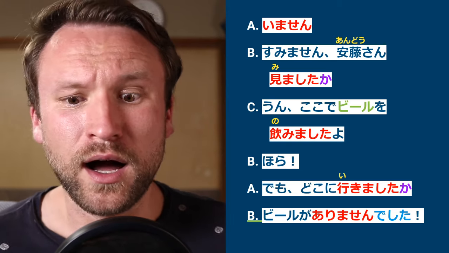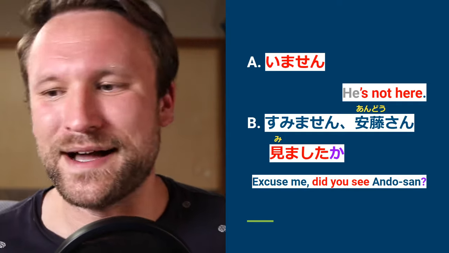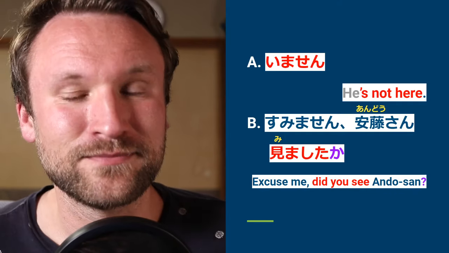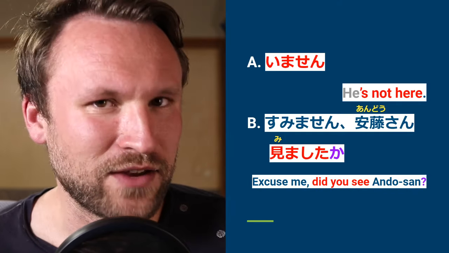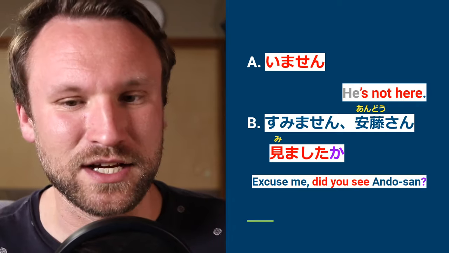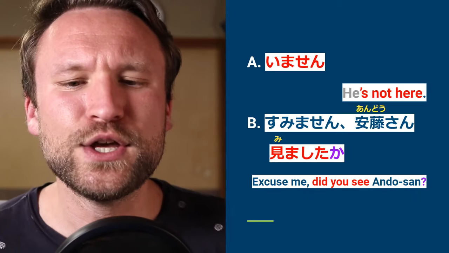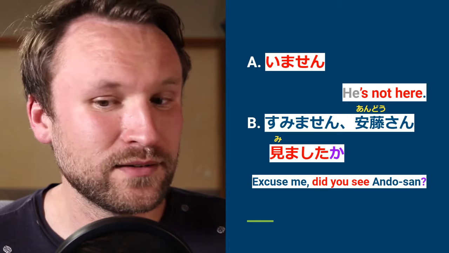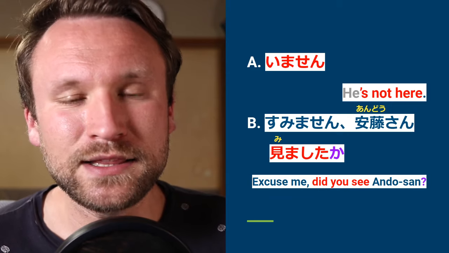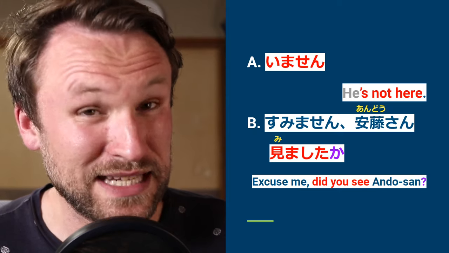Biru ga arimasen deshita. Let's go over that line by line. Imasen. Not here is what that really means. But if we're following from the last conversation, we know it means he's not here. We went outside to the cooler. He's not there. Sumimasen. Excuse me. There's another person here. Ando-san, mimashita ka? Excuse me. Did you see?